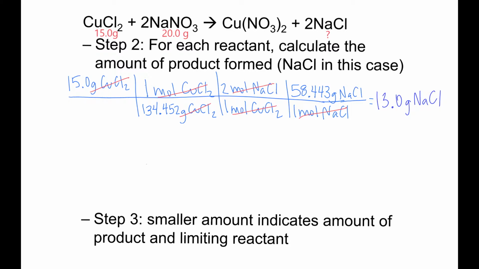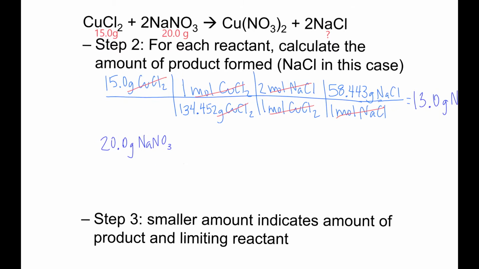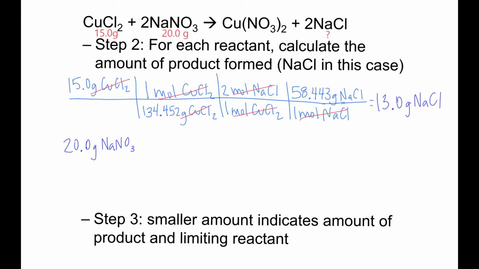Once I have my answer for my first problem, I need to work my second one. It gave me 20.0 grams sodium nitrate. The mass of sodium nitrate is 84.994 grams, and that is always equivalent to 1 mole.